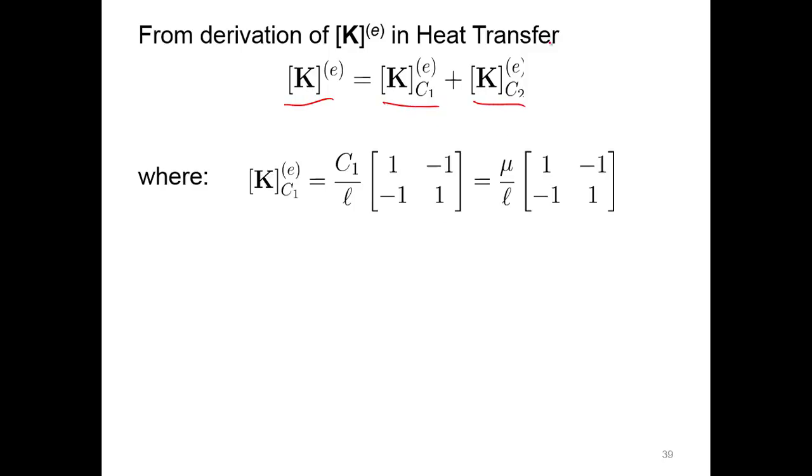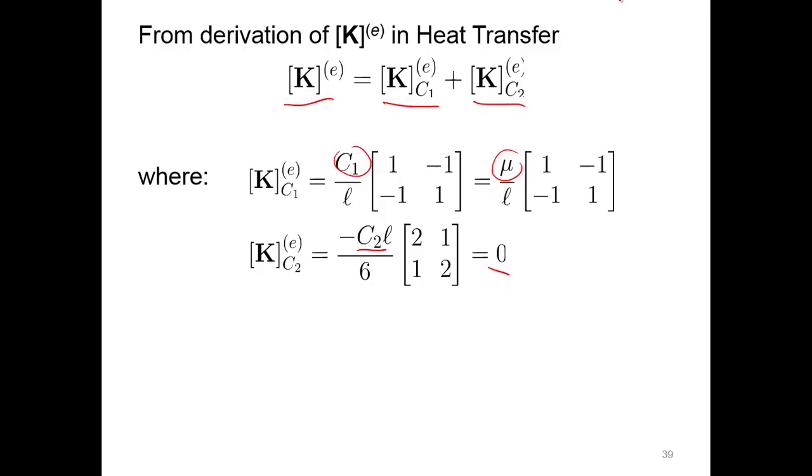All right, so the derivation we did for heat transfer, we have the stiffness matrix for an element, and then we have the stiffness for C1 and the stiffness for C2. For C1, it's going to be our mu value. We're going to substitute that in there. And for C2, we said C2 is 0. We actually don't have this term, so that term just goes away.